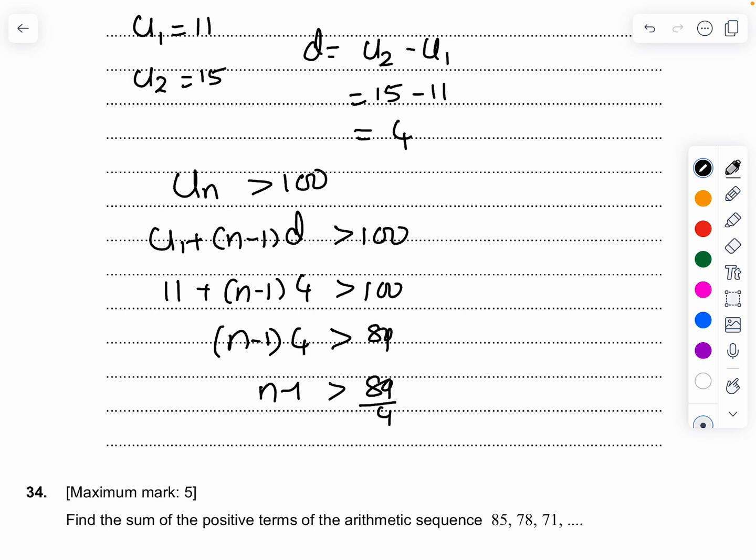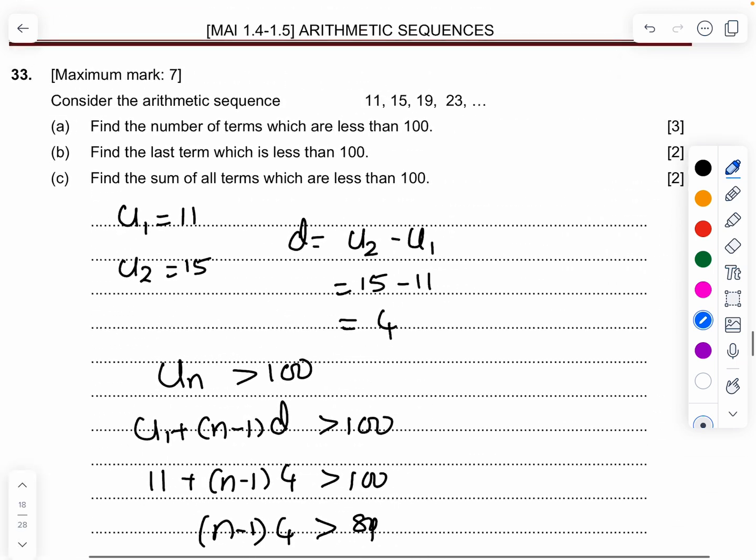When I do 89 divided by 4, it gives me 22.25. So n is greater than 23.25. So any term greater than 23.25, the 24th term, 25th term, will be greater than 100. So how many terms are less than 100? 23 terms are less than 100.